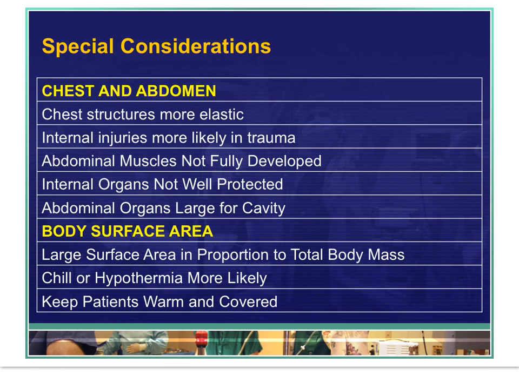In terms of the chest and abdomen, the chest structures are more elastic, and therefore a pediatric patient may sustain pulmonary contusion and internal organ injuries without obvious rib fracture. The abdominal muscles are also not fully formed, and therefore their internal organs may not be well protected and are prone to intra-abdominal injury.